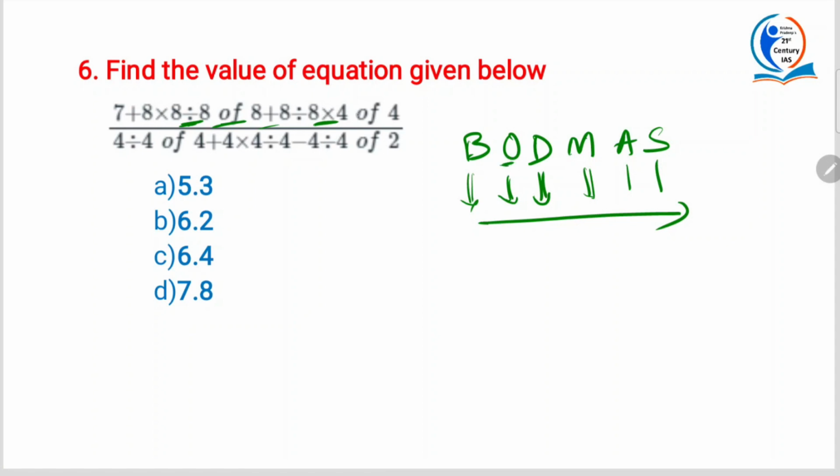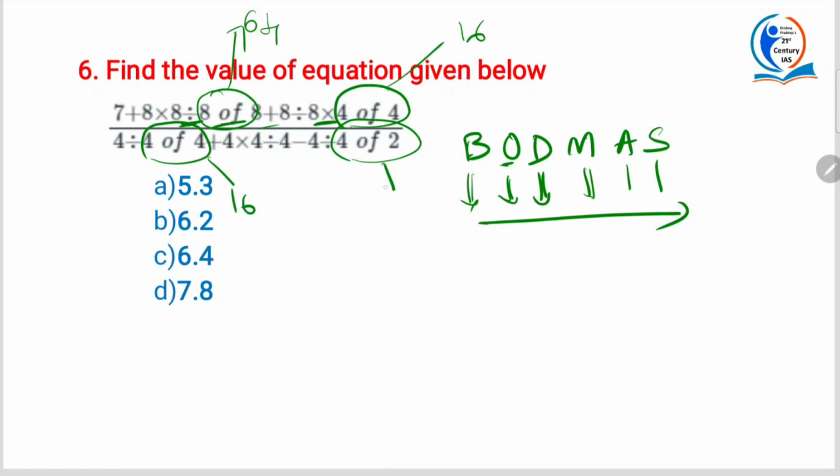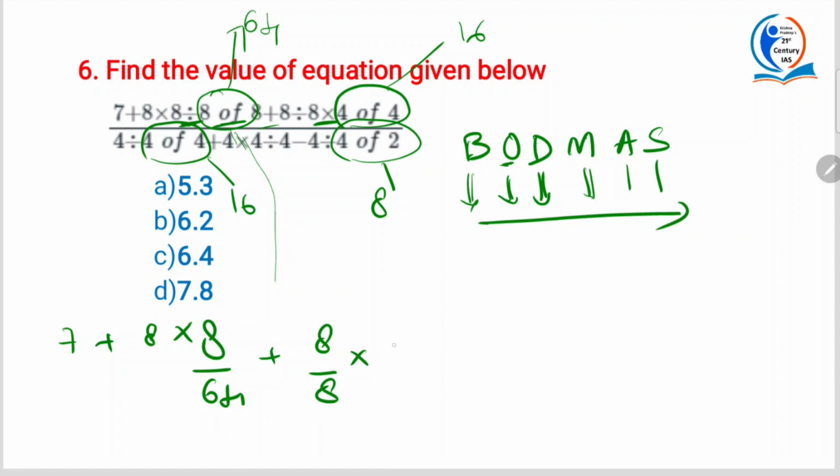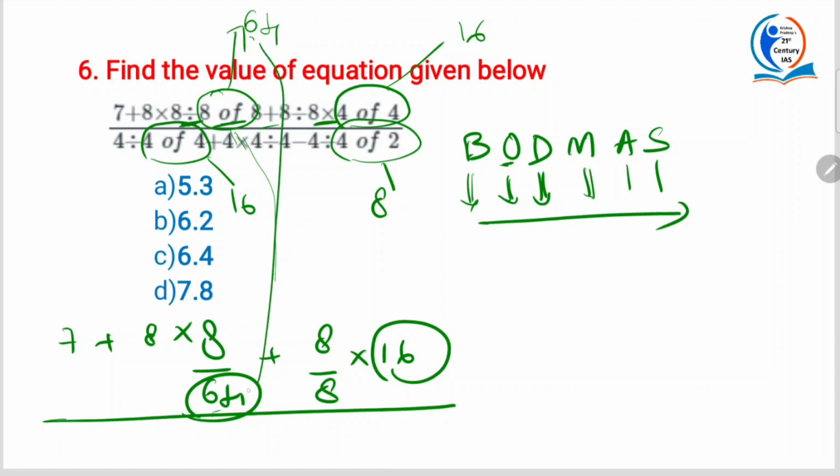Alright. Now how many 'of's are there here? It is this 8 of 8, 4 of 4, 4 of 4 here again and 4 of 2 here. Okay. Now what is 8 of 8? That means 8 into 8. It is 64. 4 of 4 is 16. Again 16. 4 of 2 is 8. Now the equation would look something like this. 7 plus 8 into 8. Now this 64 would come here. 64 plus 8 by 8 into 16. Okay, this 16, this 64 are these values. This one and this one.